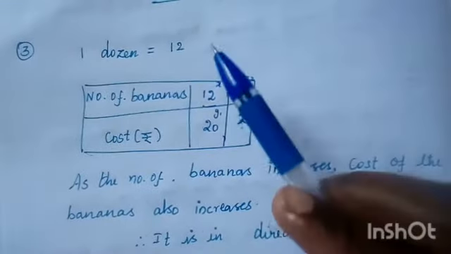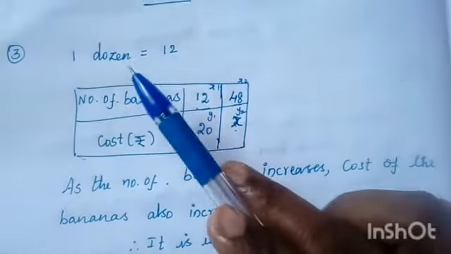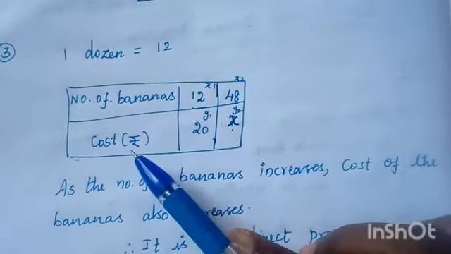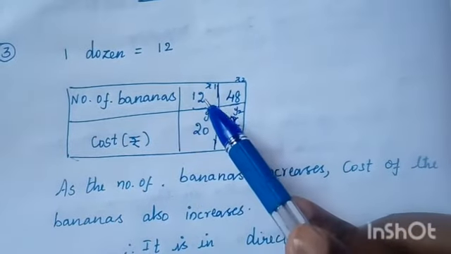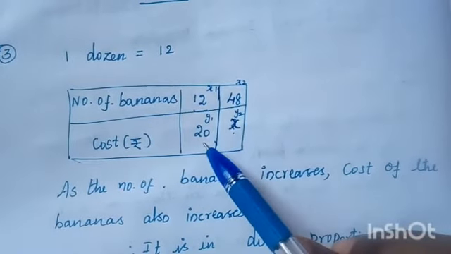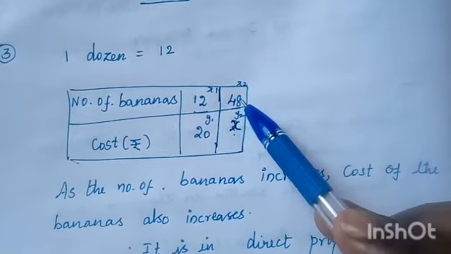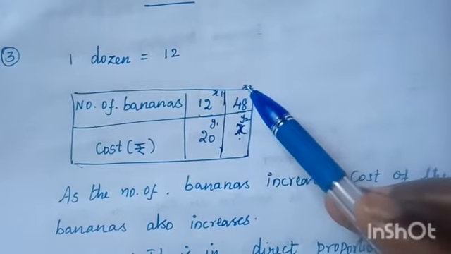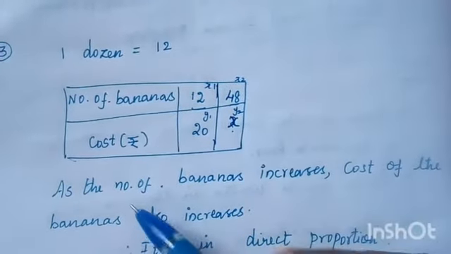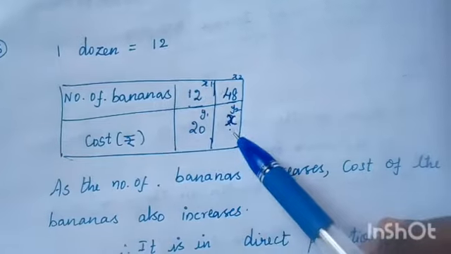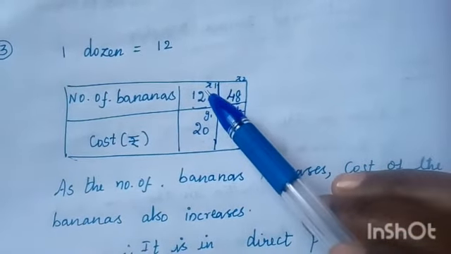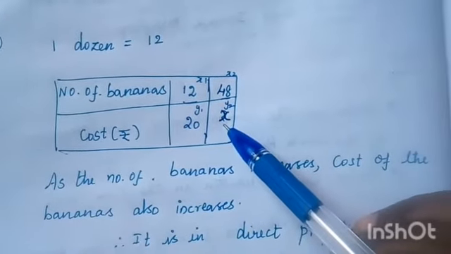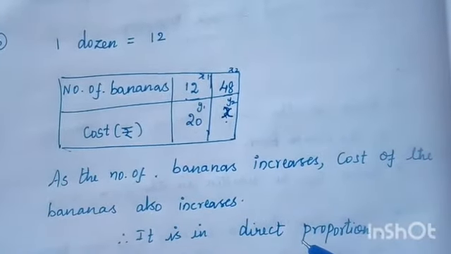For the given statement, you have to write it as a tabular column. First you mention 1 dozen equals 12. So they mention the number of bananas and the related cost. Twelve bananas cost rupees 20, and we want to find the cost of 48 bananas. Now consider these as X1, Y1, X2, Y2. As the number of bananas increases, the cost also increases. Comparing 12 and 20, the bananas increase, the cost also increases, so it is in direct proportion.